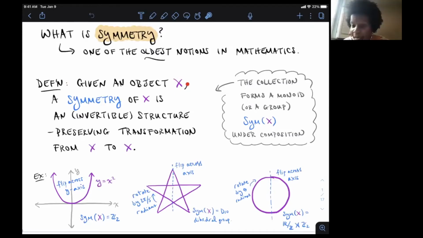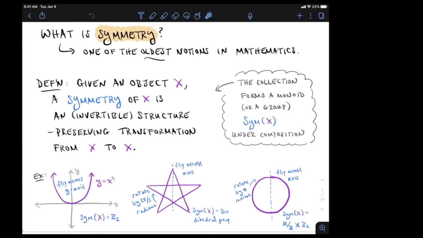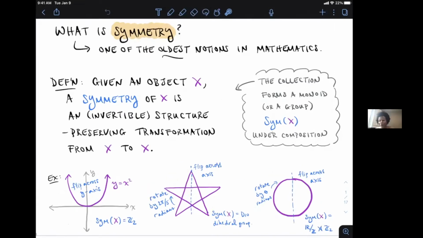Let's fix an object X, and a symmetry of your object X is just a transformation from X to itself that preserves the structure of X. And sometimes we might want this transformation to be invertible or reversible. So if we fix this object X and collect a bunch of symmetries of it, maybe even all of the symmetries, it forms a nice algebraic structure. Namely, it forms a monoid under composition, where the identity element is just leave the object alone. And if we want the symmetries to be invertible, then the collection of symmetries forms a group.